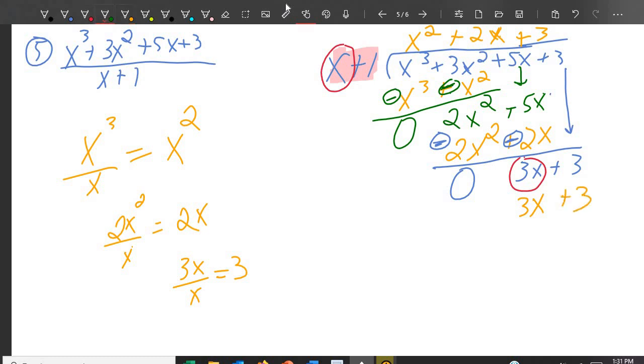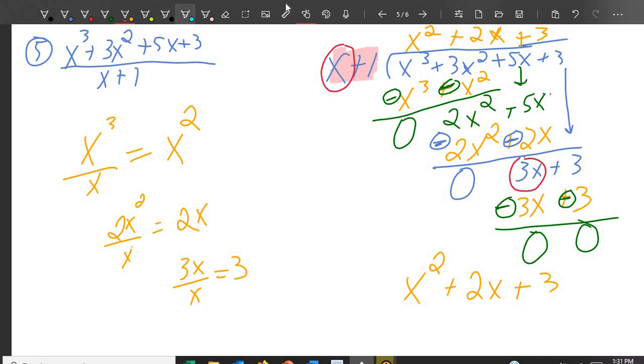And now we're at the point where we change the signs. This becomes negative, and this becomes negative. Combine them together, that gives me 0, and this gives me 0. So I have no remainder in this one. So the final answer is x squared plus 2x plus 3. Final answer.